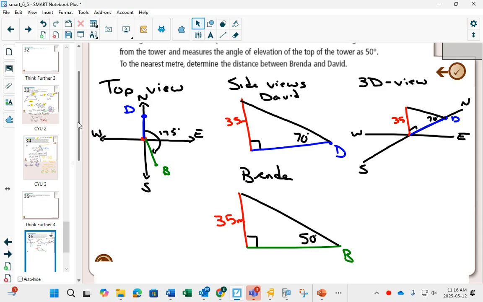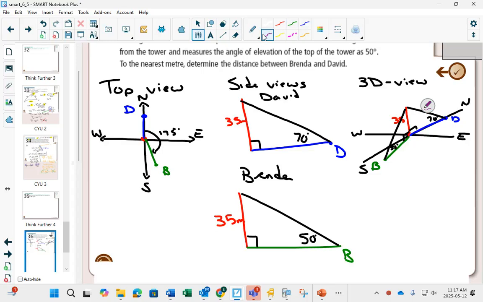And Brenda, at an angle of 175 degrees, her point would be about there. This is her distance from the tower. There's still a 90 degree angle right there. And from this point straight up to the tower, that's her angle of elevation, 50 degrees right there. So now we took the top view and the side views and put them together in a three-dimensional view. And I can put a B here for Brenda.